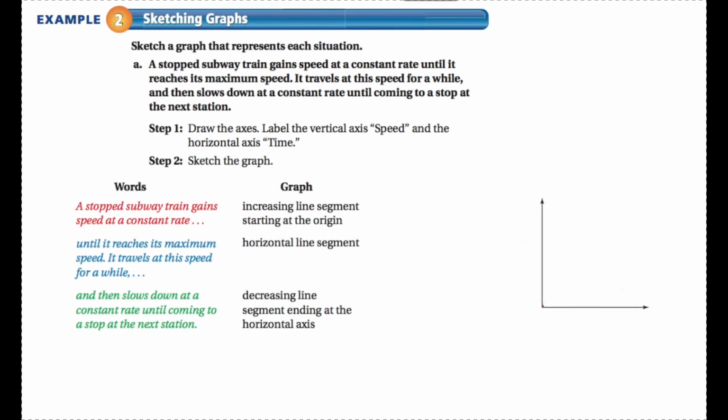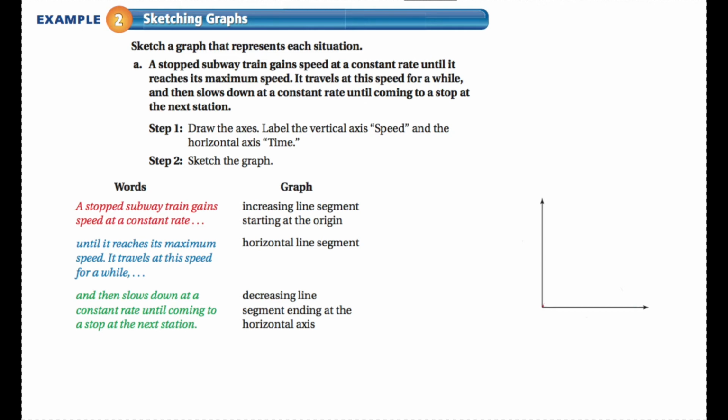So example 2 has us sketching graphs. Before, we just analyzed and interpreted them, so they gave us a graph and we told a story. Now they're going to tell us a story and we're going to give them a graph that represents it. So to start this off, they want us to sketch a graph that represents each situation. The first one that we're going to do: a stopped subway train gains speed at a constant rate until it reaches its maximum speed. It travels at this speed for a while and then slows down at a constant rate until coming to a stop at the next station.